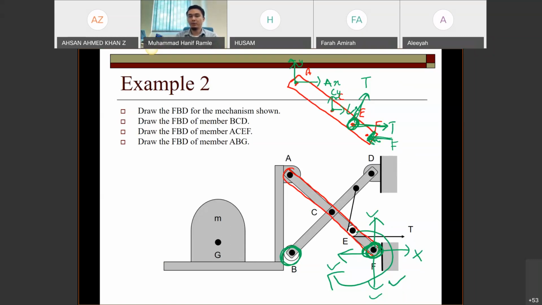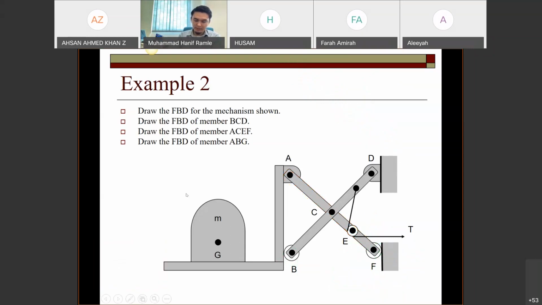Any question before I proceed to the last one? No? Okay, let's proceed to the last one. FBD of the member ABG. You have to draw this member only, excluding all the external bodies that we don't need.